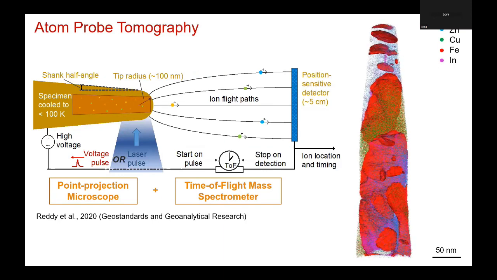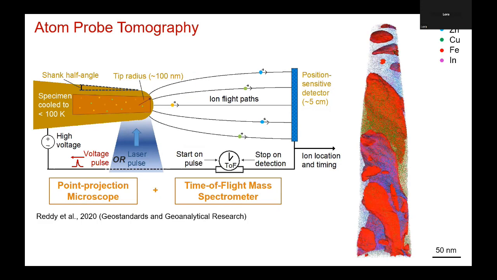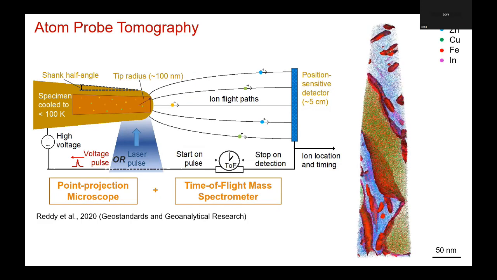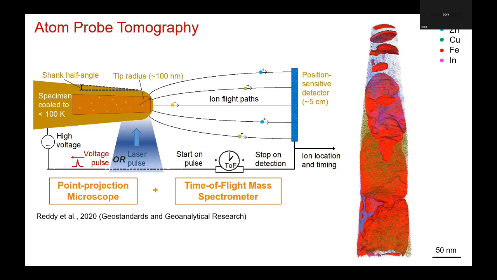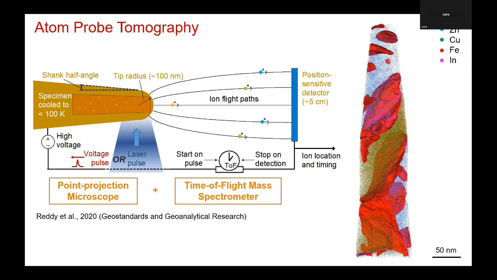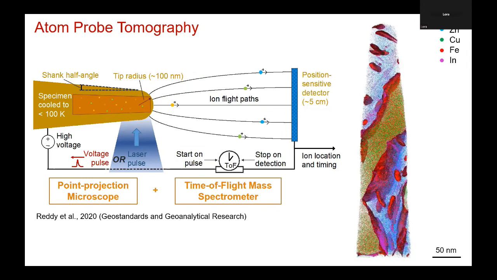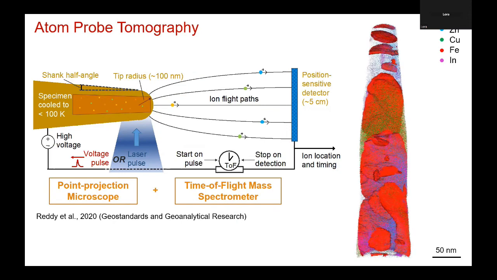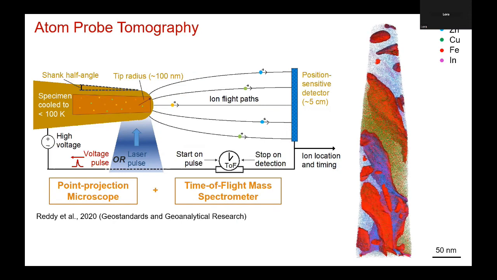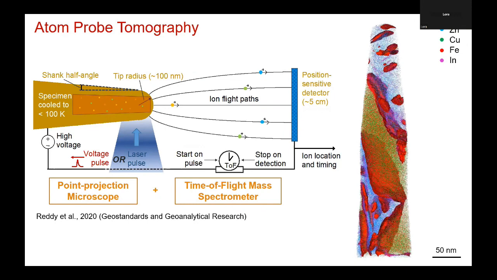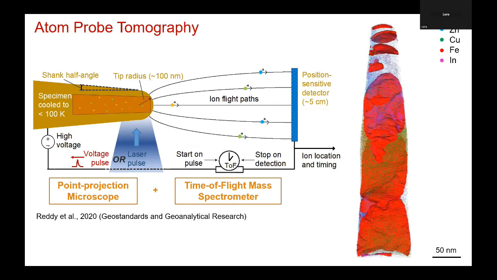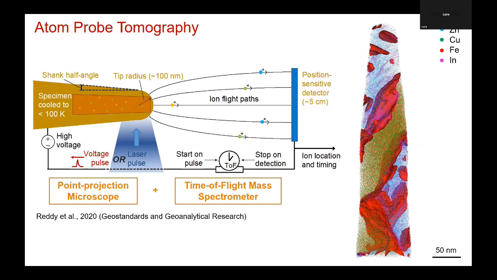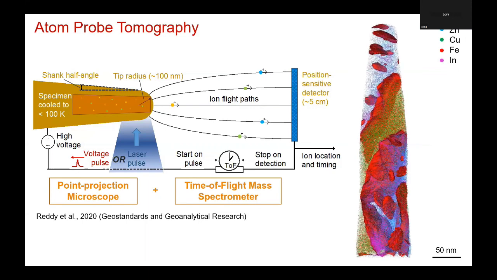They're going to travel through some ion optics, and then they're going to intercept a position sensitive detector. And then we can basically trace back from where these atoms impact our detector, where they come from on our tips. We can also determine the mass of these elements using mass spectrometry. So basically what we have in the end is this.